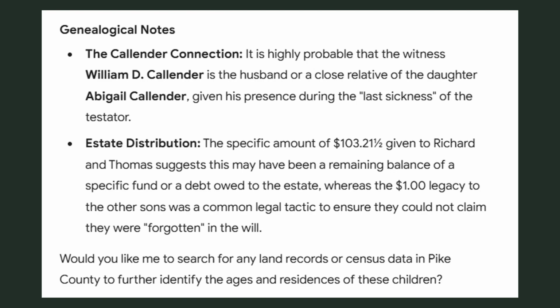Probably some relationship, possibly a husband, and it was her husband. It points out interesting facts about the estate distribution: two of the sons got a whole bunch of the estate and the rest of the sons got $1. Now, it can't tell me why the dollar. Well, it does actually tell me why in this case.